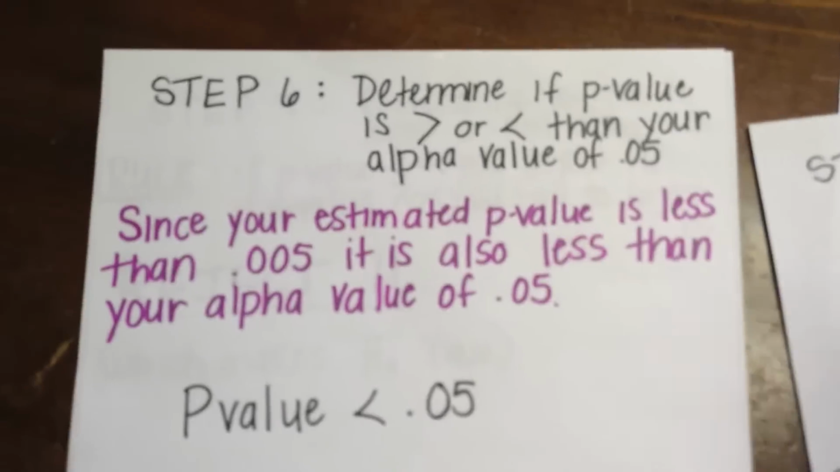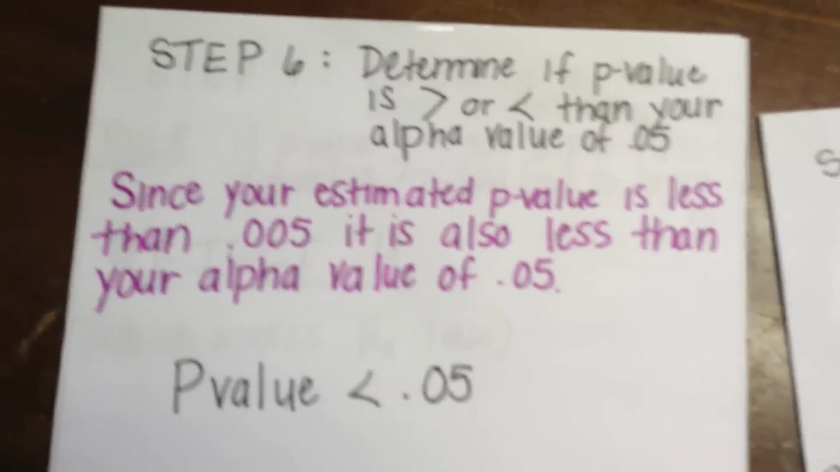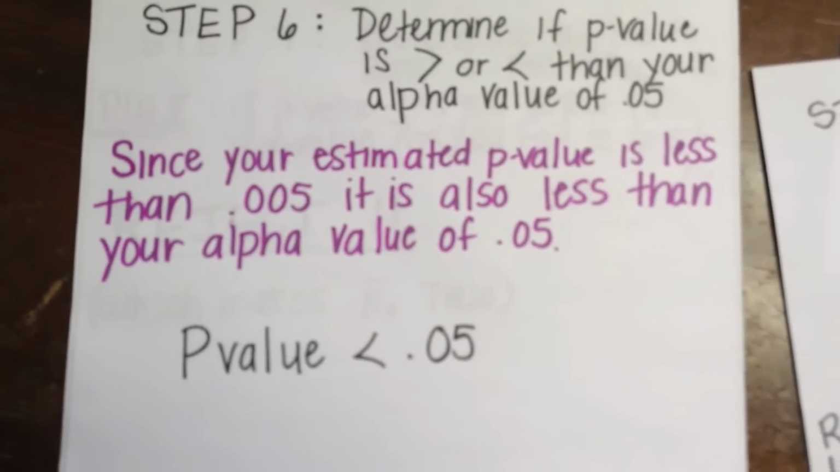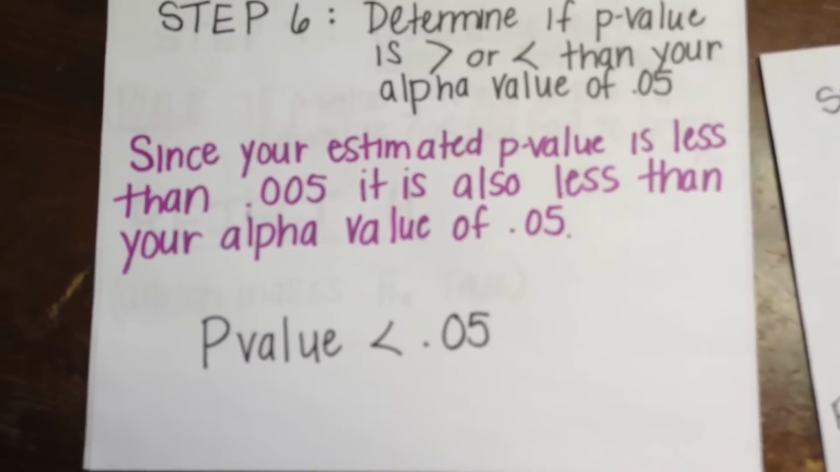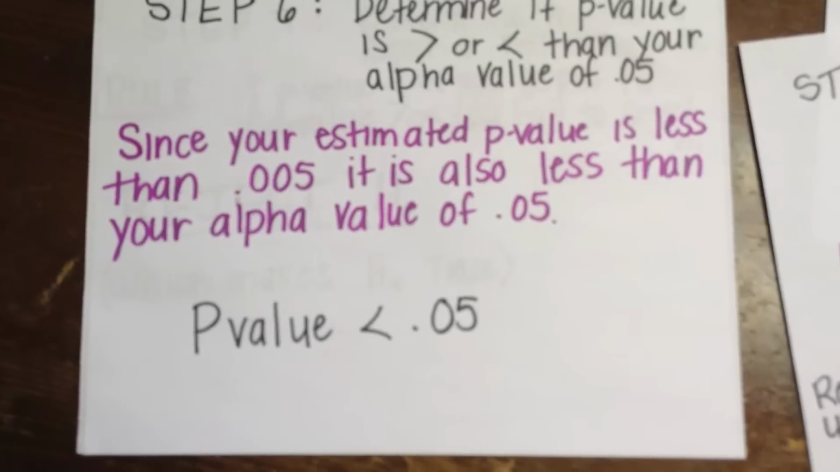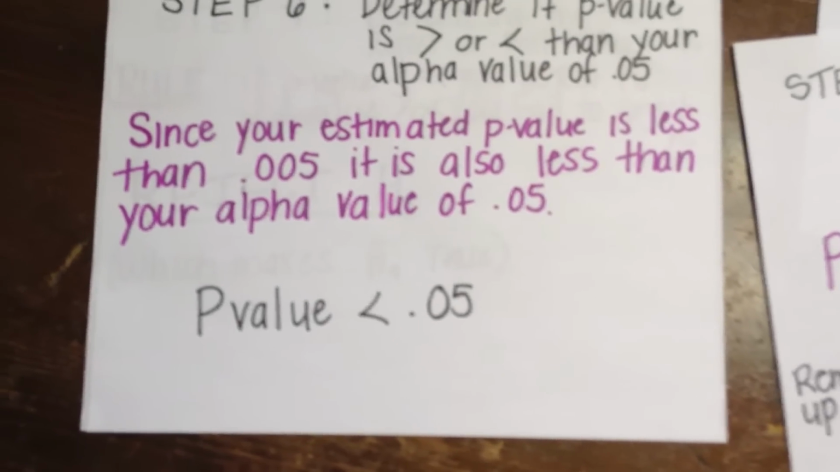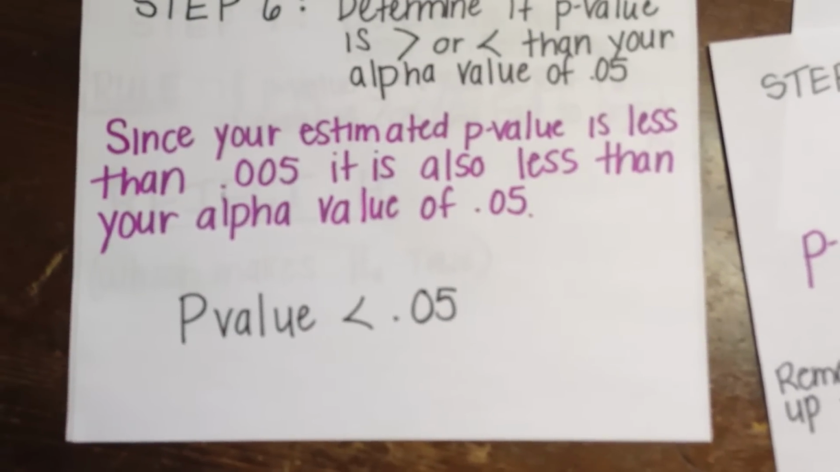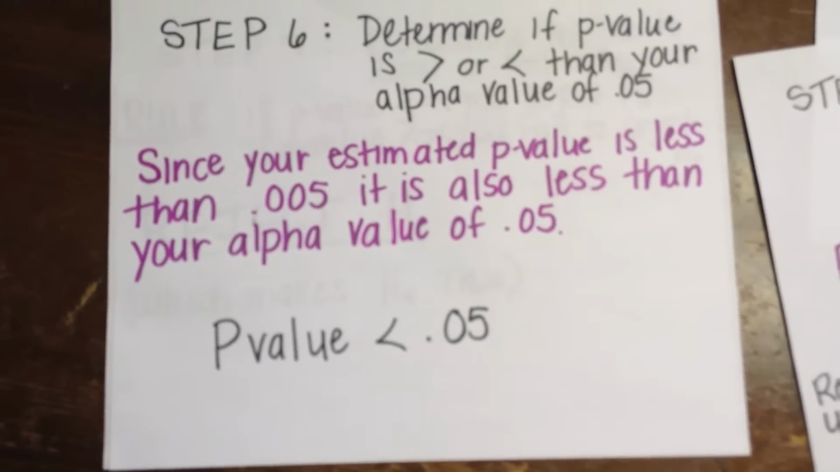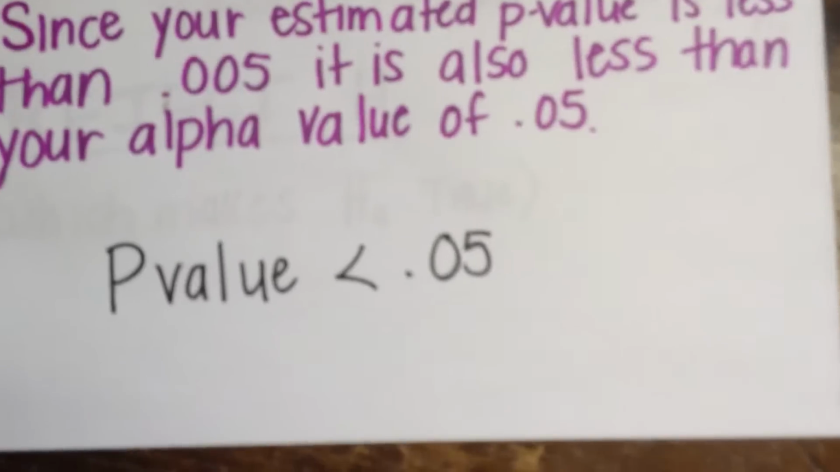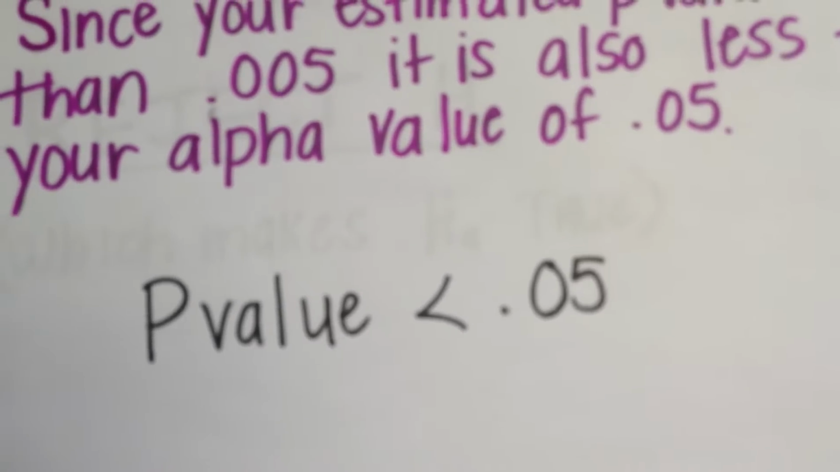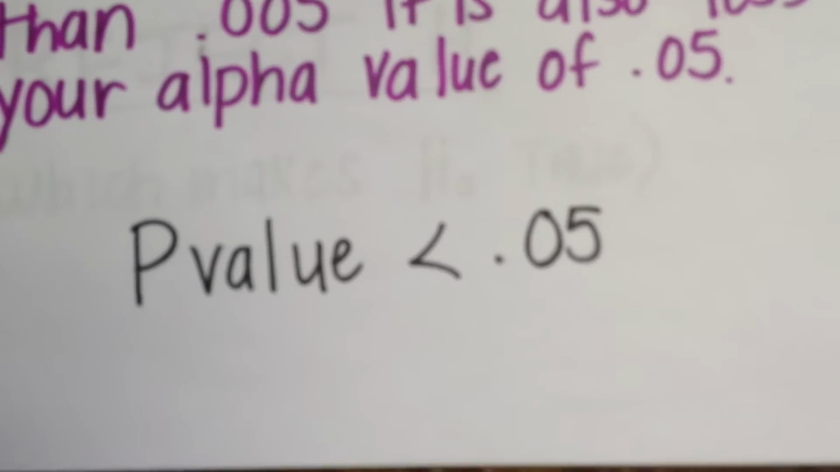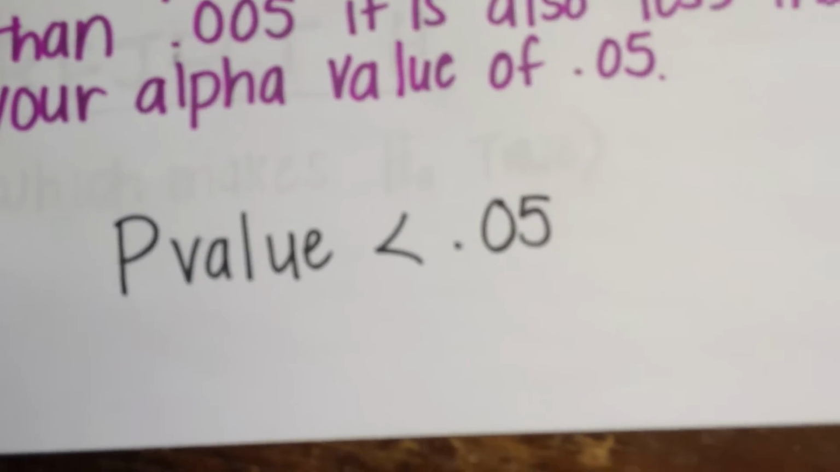Your next step is to determine if your p-value is greater or less than your alpha value of 0.05. Since your p-value is less than 0.005, it is also less than your alpha of 0.05. So you can state, and since we do not know exactly, we just say that our p-value is going to be less than our alpha.